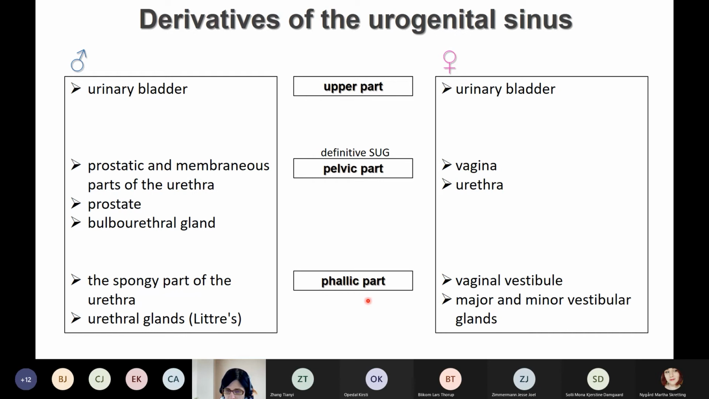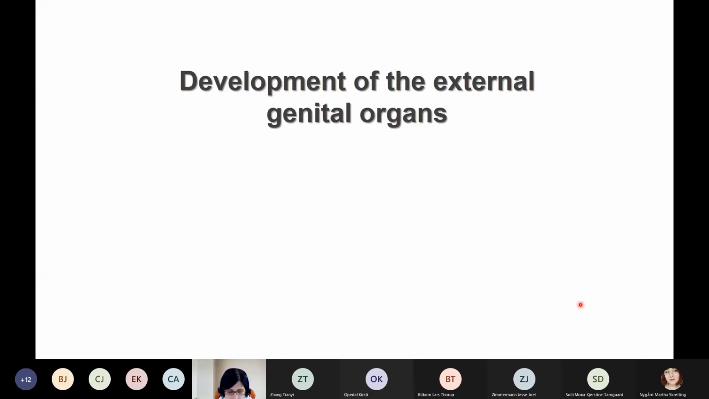In case of females, this phallic part will develop the vaginal vestibule, together with another structure which we will mention. And then we have some glands opening into the vaginal vestibule. These are the major and the minor vestibular glands. So this is only a summary of the urogenital sinus. We should discuss the development of the external genitalia.